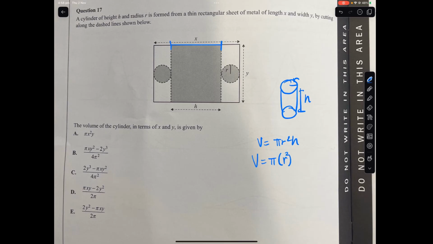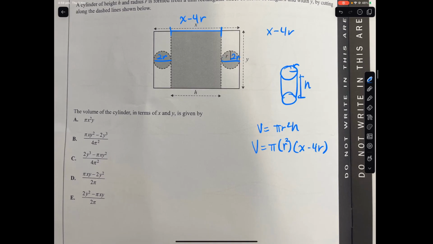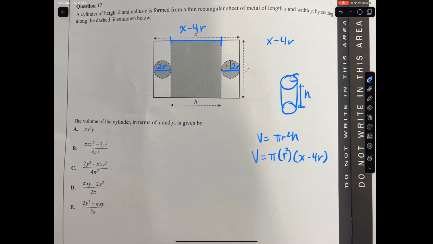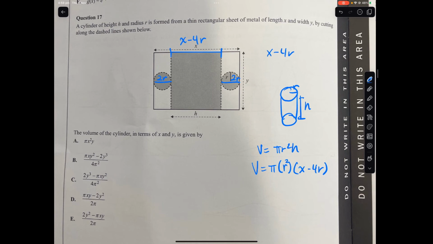H is the height, and we know that this here is 2r, and this is 2r, so x minus 4r to get this. So x is minus 4r for that one. So we can say x minus 4r, and we want it in x and y.